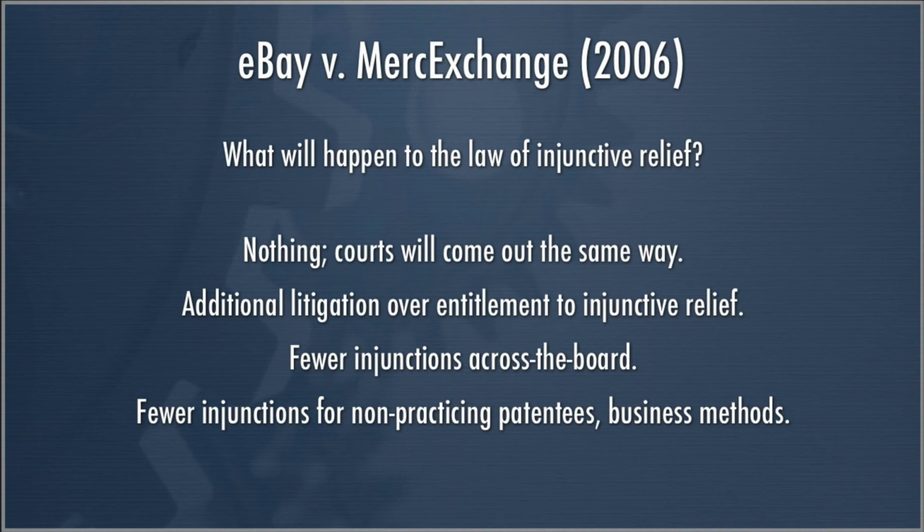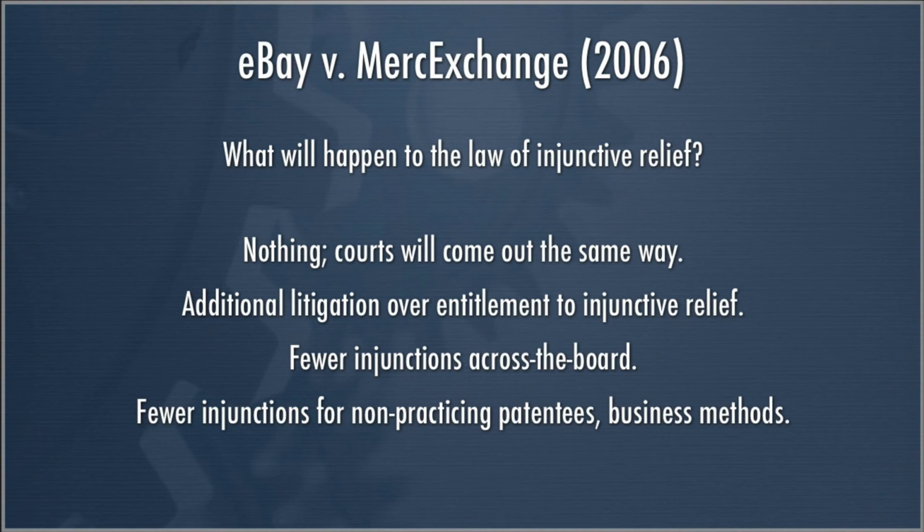Lots of possibilities. It's been now 6.5 years, and so we have some sense of what's going on, but not a ton. So one possibility is that over the long haul, not a lot is going to happen. Most courts are going to come out the same way. They're going to issue injunctions, right? We know almost for sure that there'll be additional litigation over entitlement to injunctive relief, right? Because there's no more shortcuts, the entitlement to an injunction is going to be heavily litigated by all parties involved. Are there going to be fewer injunctions across the board? I think that we don't know that yet.